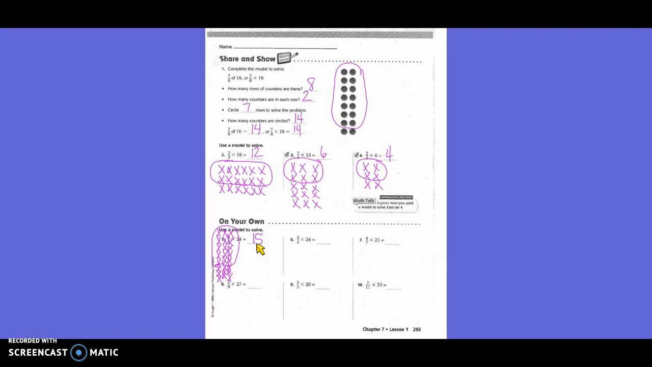So basically you draw an array. The denominator tells you how many rows you will have. Then the whole number tells you how many X's you will have. And then the numerator tells you how many rows to circle, right?